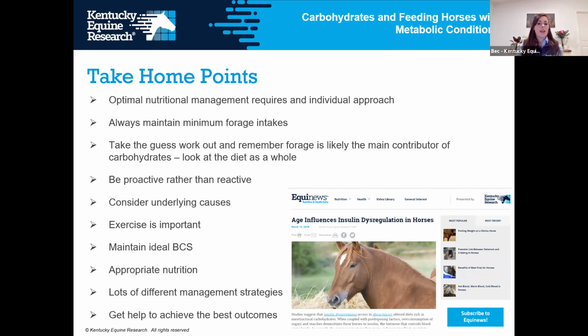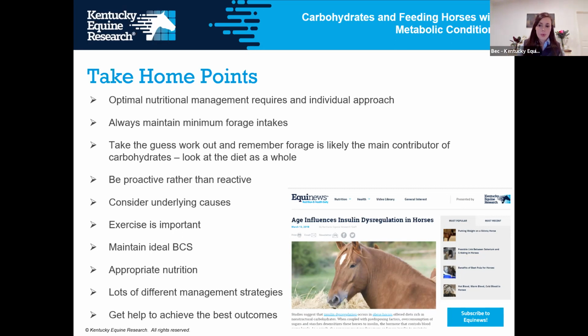Take the guesswork out, then look towards what other things you need to have in the diet to care for that horse's body condition. Be really, really proactive rather than reactive. Consider looking at underlying causes when horses do develop laminitis. They may not look like they've got Cushing's or may not look like they've got some of these other conditions, but we maybe need to do some further diagnostics in conjunction with our veterinarian.